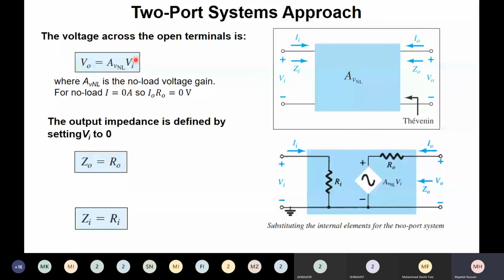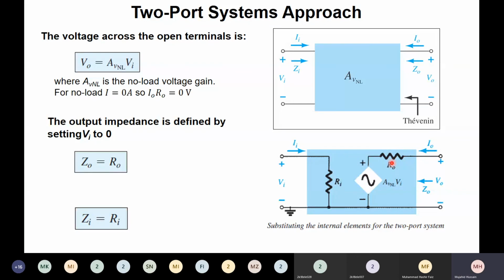Okay, the output impedance, as we defined earlier, in order to find the Thevenin equivalent impedance, we short circuit all the voltage sources. So if you are looking at these terminals, make this voltage source 0, so it will be grounded. So by looking at this terminal, you will see that Z0 will be equal to R0.